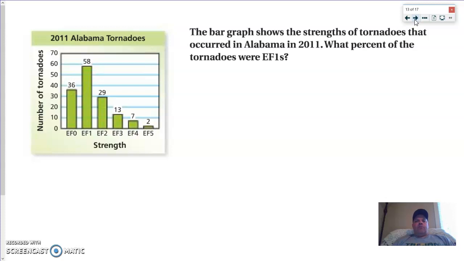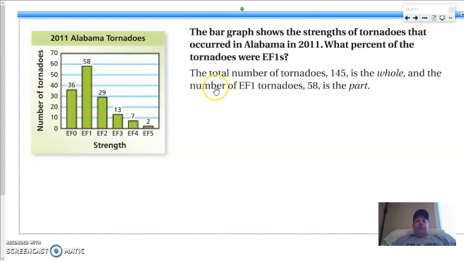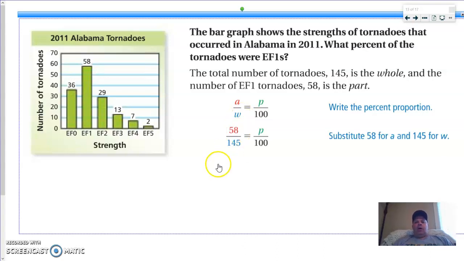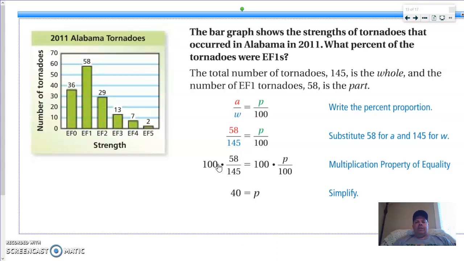This bar graph shows the strengths of tornadoes that occurred in Alabama in 2011. F1s are usually the weakest of the tornadoes. F5s, which Mr. Thorson may be able to explain a little better, are the powerful ones. So what I need to do is find out the total number of tornadoes. When I add all these up, there are 145, which is the whole. The number of EF1s is 58. So I'm going to find 58 of 145, and we will get our answer of 40%. So 40% of the tornadoes were F1s.